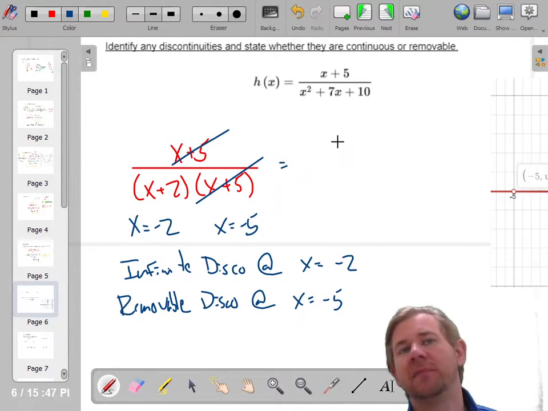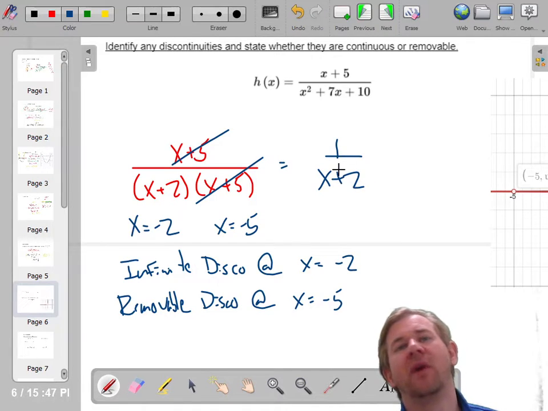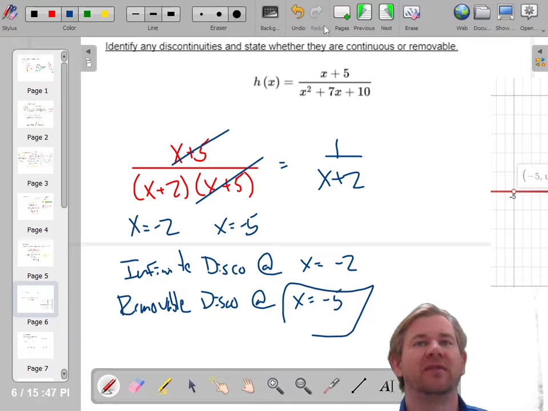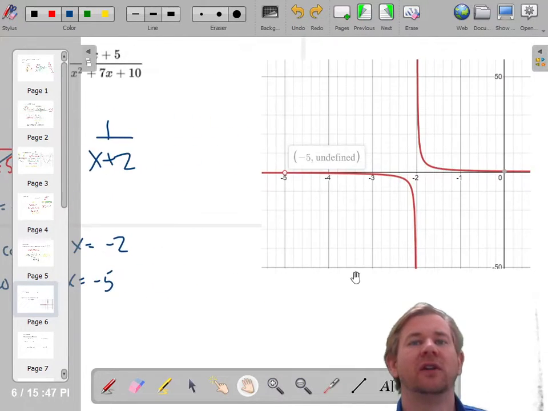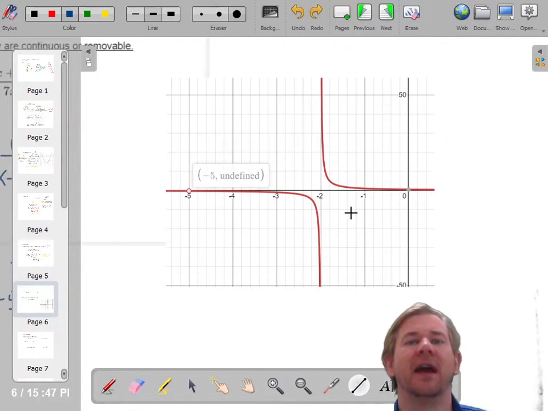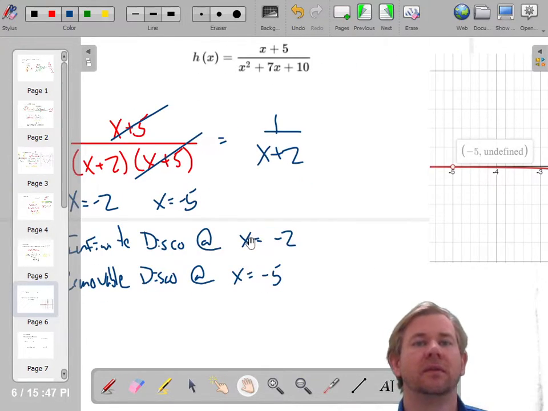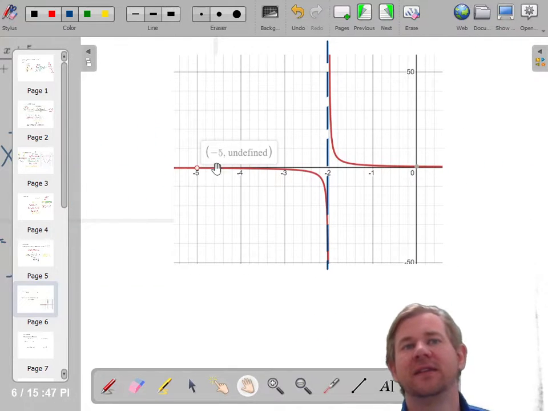So what you really end up doing is you end up looking at the graph of this, but there's going to be a hole in the graph at -5. So if I look, here's the graph, you can see that we have an infinite discontinuity. That's our vertical asymptote at -2. And then at -5, it says undefined.